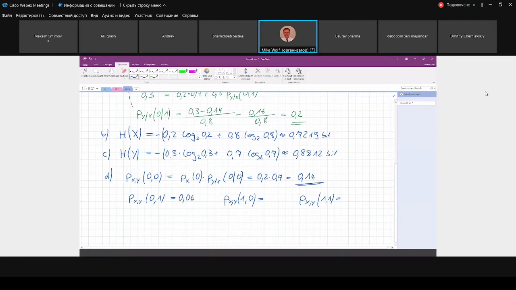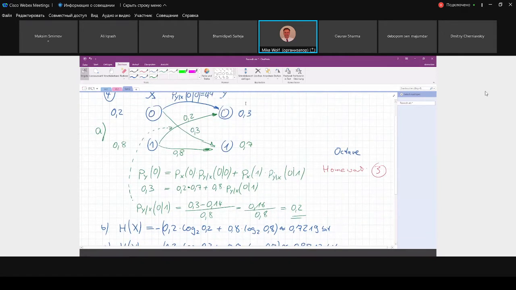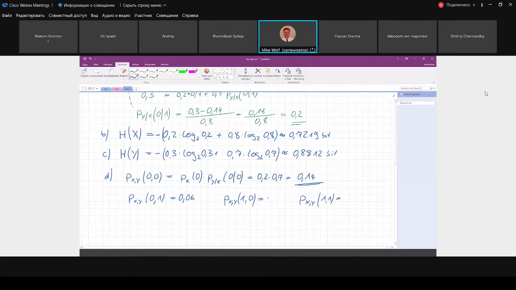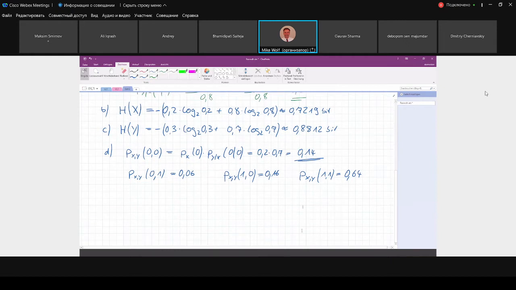So if I add this to this probability, it's 0.2. So the sum of these two probabilities should be 0.8. And then 1 and 0, it's 0.8 times 0.2, 0.16. And this is 0.8 times 0.8, 0.64. So this is in total 1. Now we can even draw a figure, if you want, of this joint probability mass function.